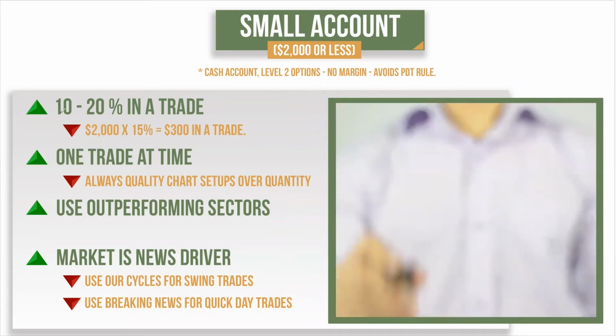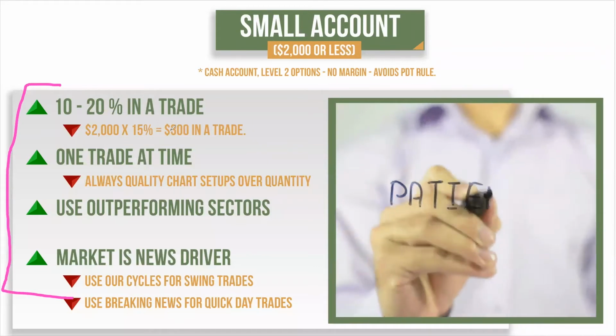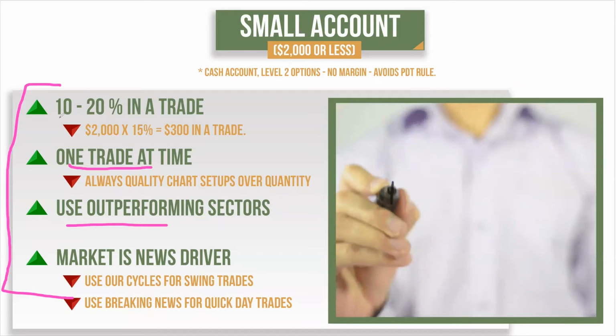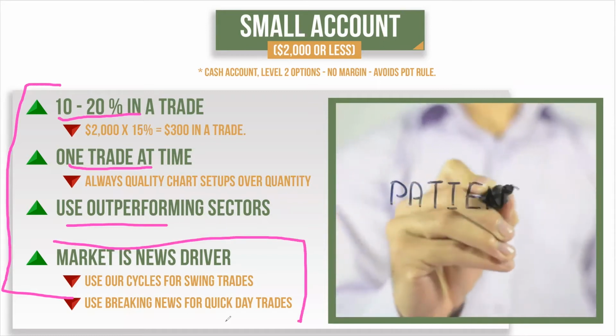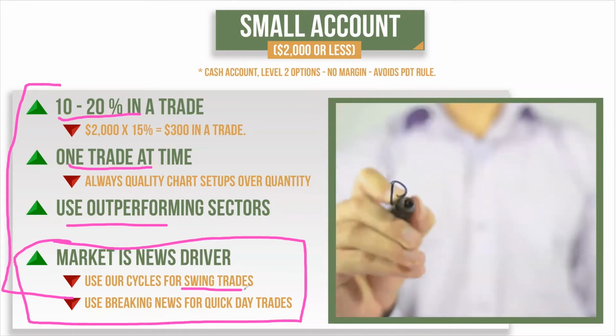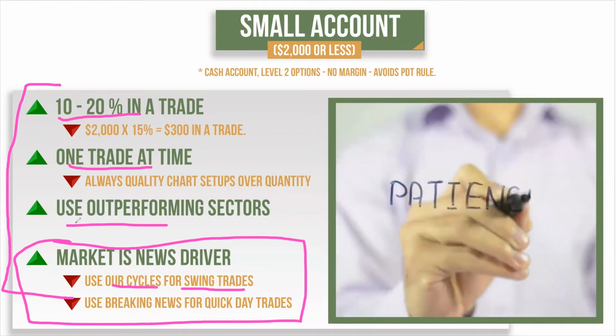Okay, so that is your 4 rules here for trading a small account with those day trades. Use your outperforming sectors, one trade at a time, 10 to 20% in trade, and then use the market and the breaking news as your catalyst for the day trades. Swing trades, you're going to be using the cycles and breaking news on a daily chart.